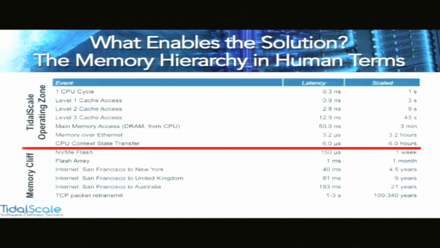What TidalScale has effectively done is, by being able to migrate resources, those 2 extra lines, memory over Ethernet and CPU context state transfer, that's where we're shipping the virtual resources across the nodes, has introduced kind of a level 4 cache, is the way to think about it. So we keep you closer to the RAM operating zone than to the SSD or any other storage media.